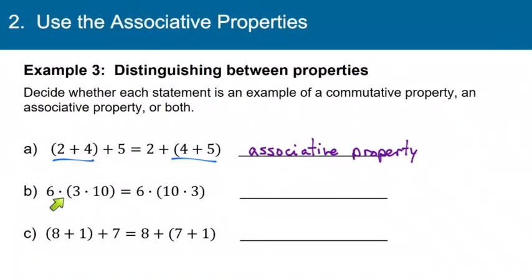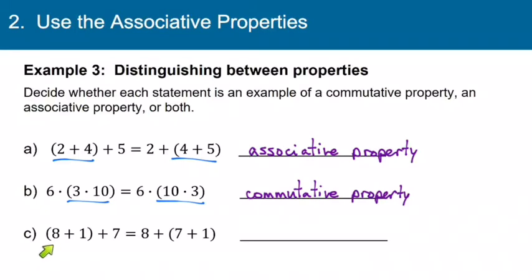Here we have 6 times parentheses 3 times 10 equals 6 times parentheses 10 times 3. So this time, if we check the order of the numbers, you'll see that we have on the left 6, 3, 10, and on the right 6, 10, 3. So the contents of the parentheses didn't change, but the order of the contents of the parentheses did change. So whenever the order changes, that's an example of the commutative property. And now let's look at part C.